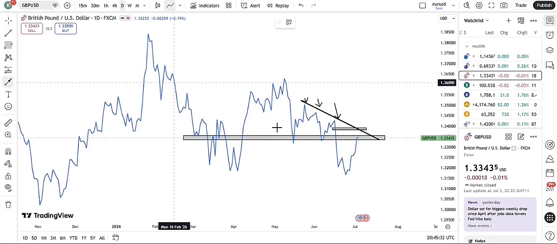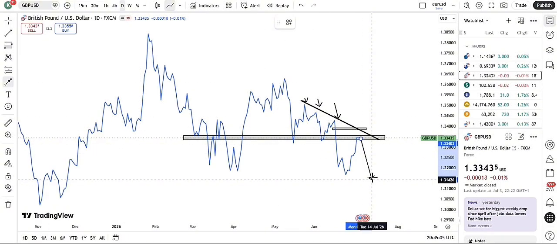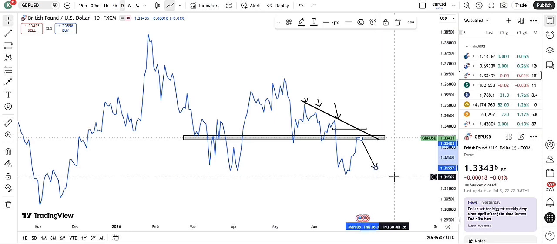So from where we are, you can just expect sales back into the support zone right here.